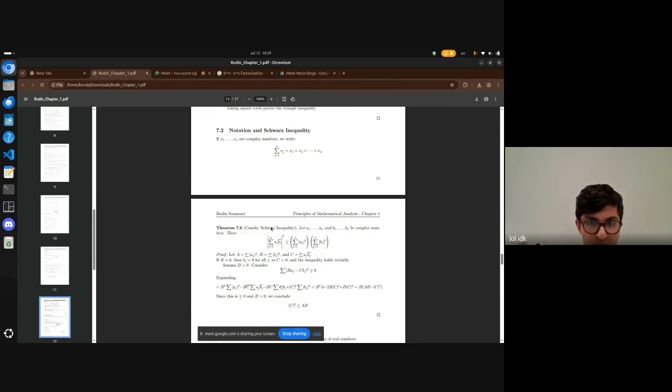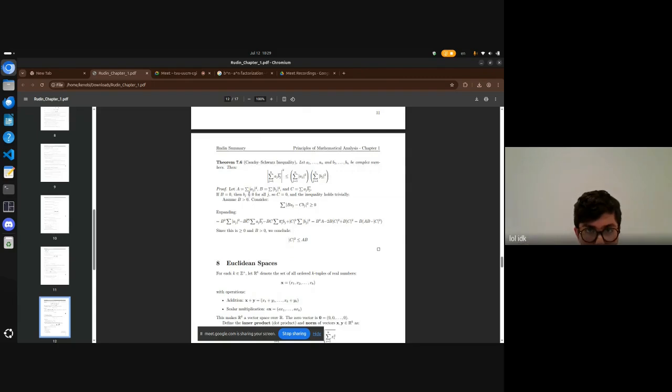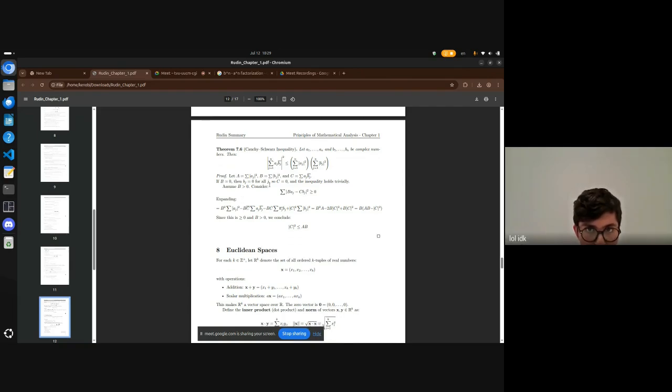And now we prove the Schwarz inequality, which is this. We let A equals the sum of |a_j| squared, B equals the sum of |b_j| squared, and C equals the sum of a_j times the conjugate of b_j. Then if B equals 0, then all the b_j must be 0. So C is also 0 because b_j is part of the C. And the inequality holds trivially.